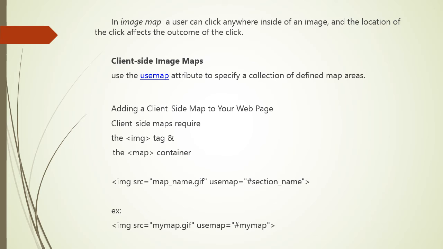Now, how to add a client-side map to your web page, that we are going to see. Client-side maps require two different sections of code, the image tag and the new tag, that is the map container. Map acts much like a map definition file does, except that it is a part of the HTML document. You create the map definition file in the following way.